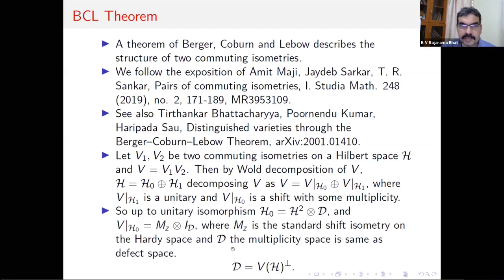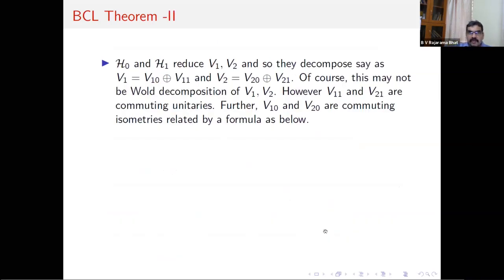Here I just said that the one part on H0 you can think of as multiplication by Z tensor identity. The pure part is the standard shift with some multiplicity, and the multiplicity space can be thought of as the wandering space of V on H1. It is the Wold decomposition. Here I have nothing more than the Wold decomposition for V. See what does it mean for V1 and V2?